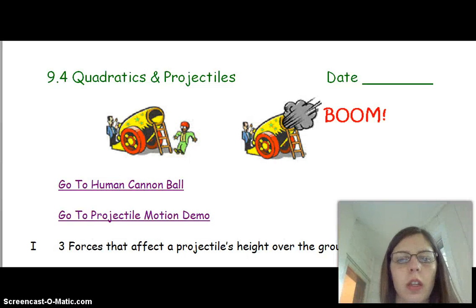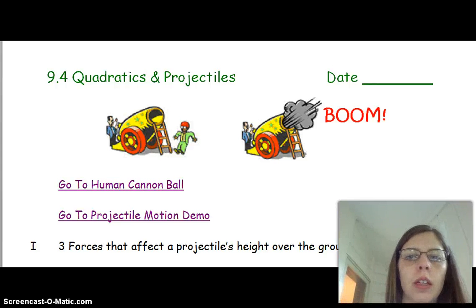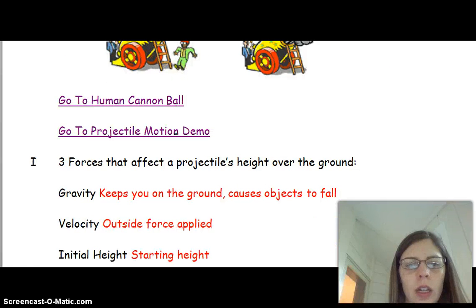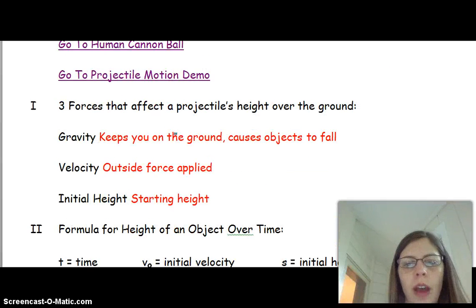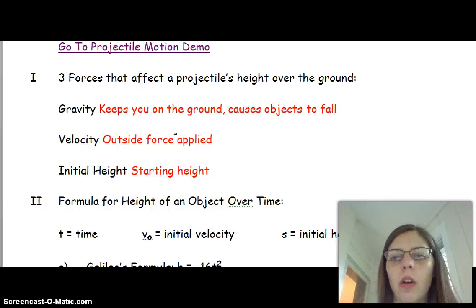So I chose to start the video today with the human cannonball example. And so today we're going to talk about quadratics and projectiles. So three things to consider are the three forces that affect a projectile's height over the ground.